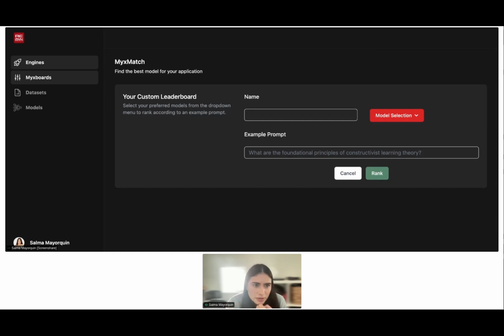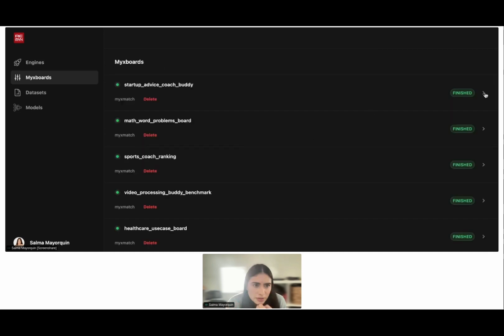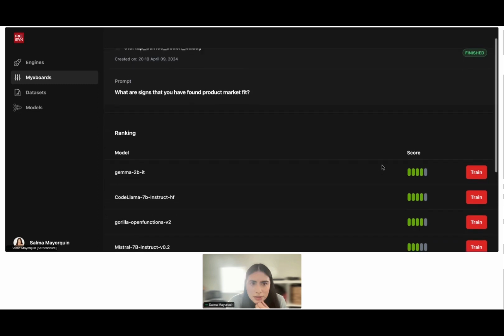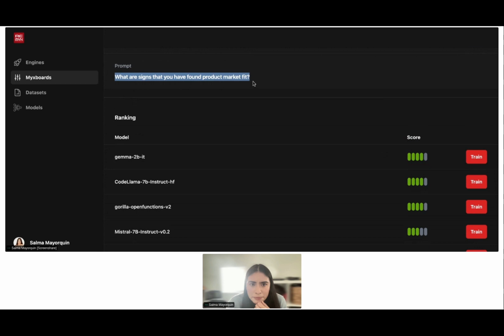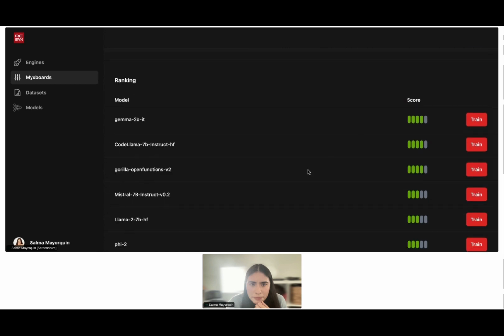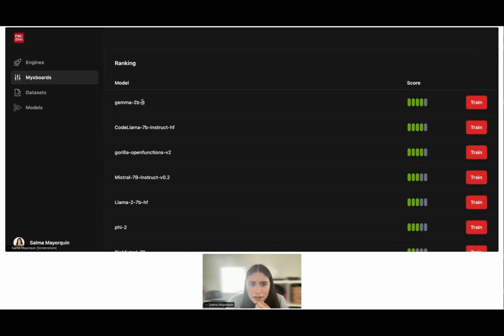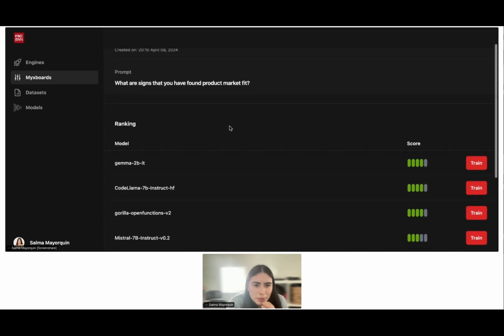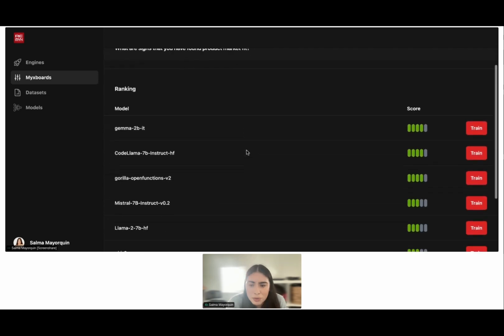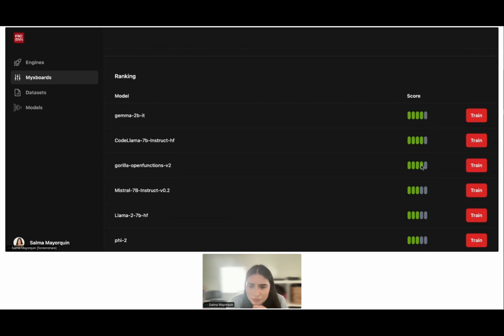If I go back in here, I can see for this particular example, this was my prompt. I wanted to make that startup advisor. If I look at all of these, the Gemma one was a good one. Code Llama was a good one. And for me, even with my intuition, instruct variants are typically pretty good for this kind of task when you're asking a question and want a response. So that's what informs these scores here.